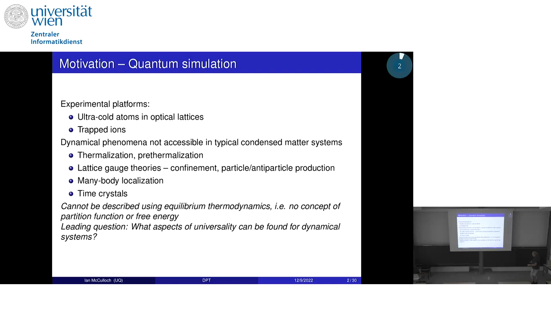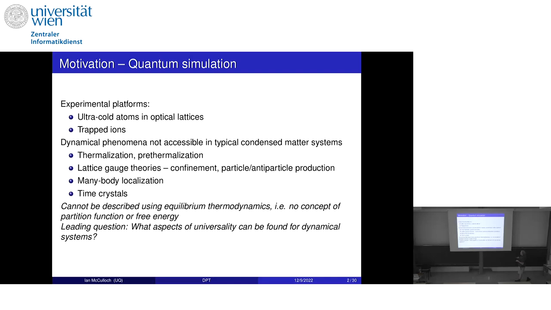So I guess the motivation, this is kind of a confused slide, but as to why we want to study this, there are lots of experimental platforms and theoretical platforms these days where you can really do interesting non-equilibrium phenomena. I'm specifically thinking about lattice cases, as well as that we've got continuous cases as well. But for the lattice cases that I'm primarily interested in, we've got optical lattices, trapped ions. And in these experimental platforms, we've got all sorts of phenomena that are not accessible in typical condensed matter systems and hard to describe using conventional thermodynamics.